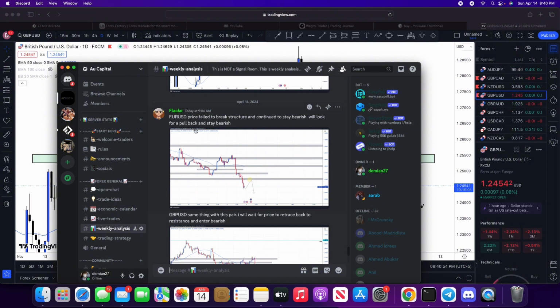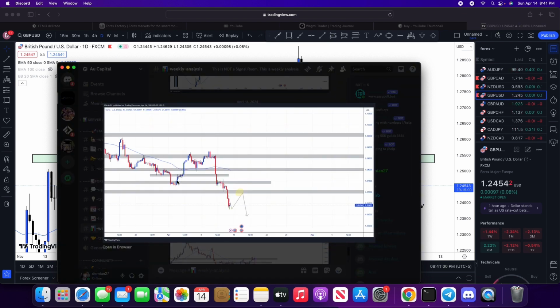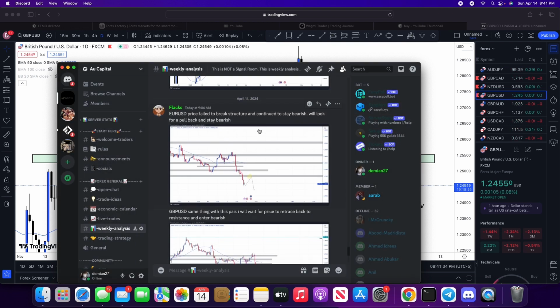So he has Euro USD. Price failed to break structure and continues to stay bearish. We'll look for a pullback and stay bearish. Let's look at the chart. Obviously, we are on the 4 hour. On the 4 hour, price has been very much bearish. This is a level he has marked up that he thinks is significant, and it makes sense. Why? Because as we're following the trend, we don't want to enter at these lower lows. We want to enter at these lower highs. If price can give him that lower high and then start to show signs that we could continue pushing to the downside, take the short and follow the trend. It really does make sense.